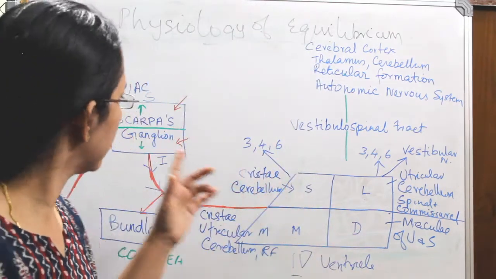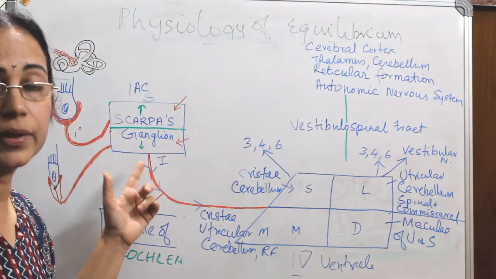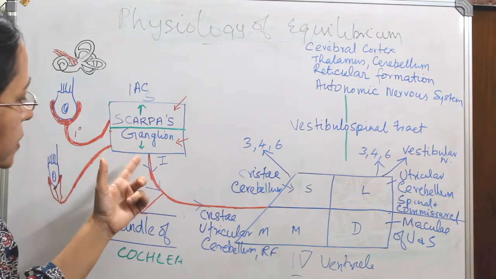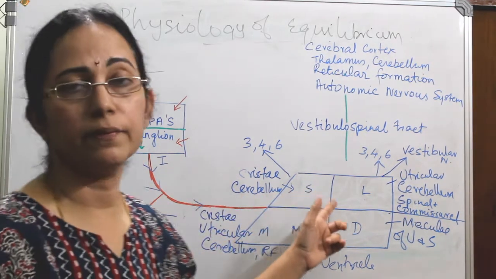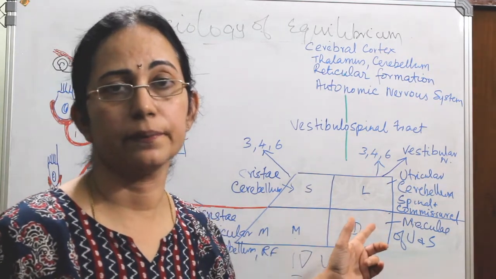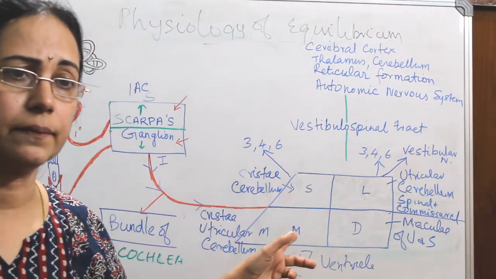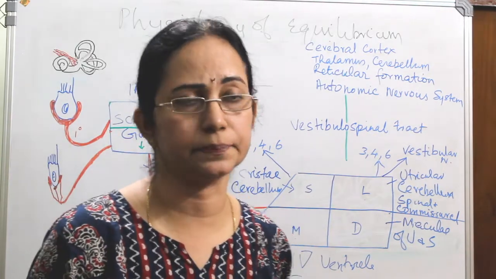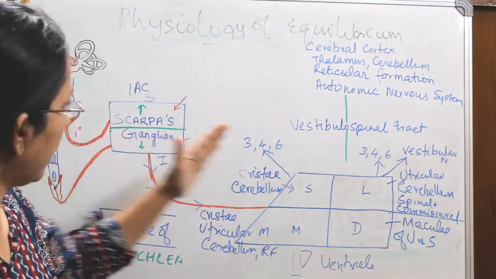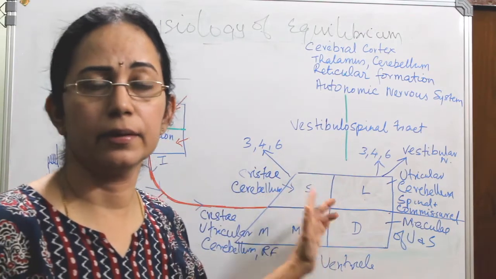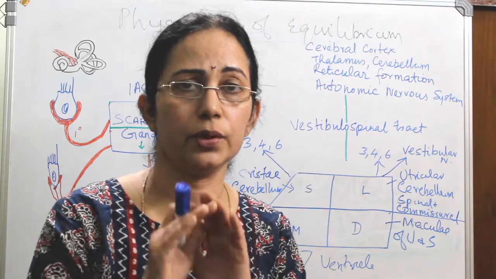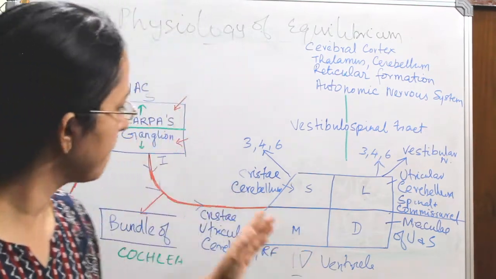So it is from the afferent fibers from the Scarpa's ganglion, that is the primary afferent neurons, that will go to the vestibular nucleus. And where is it situated? It is situated in the floor of the fourth ventricle at the pontomedullary junction. And up to that it is ipsilateral. The primary vestibular neurons will not cross over. Okay, it will not cross to the opposite side.